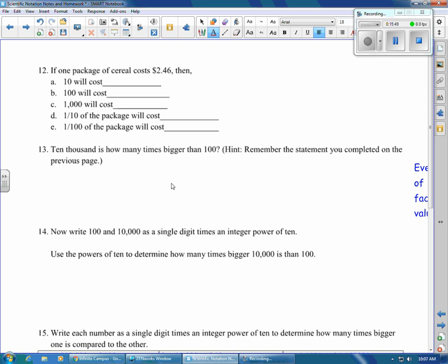Okay, number 12 says if one package of cereal costs $2.46, then 10 is going to cost what? Again, we are just moving that decimal. So 10 is going to cost $24.60. Why don't you pause the video right now and do B, C, D, and E. Now keep in mind D and E, you're getting smaller, so your decimal is going to be going in the other direction. And if you need to do some scratch work over here, feel free to go ahead and do that. So pause the video, get that all filled in, and then as soon as you're done with that, come on back, check your work, and then we'll move on.